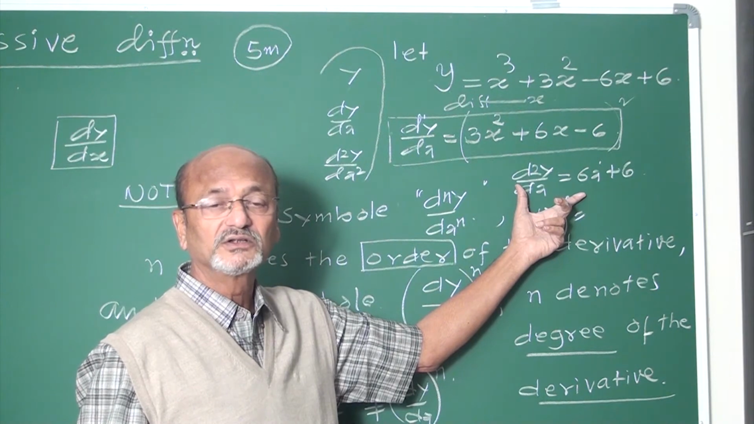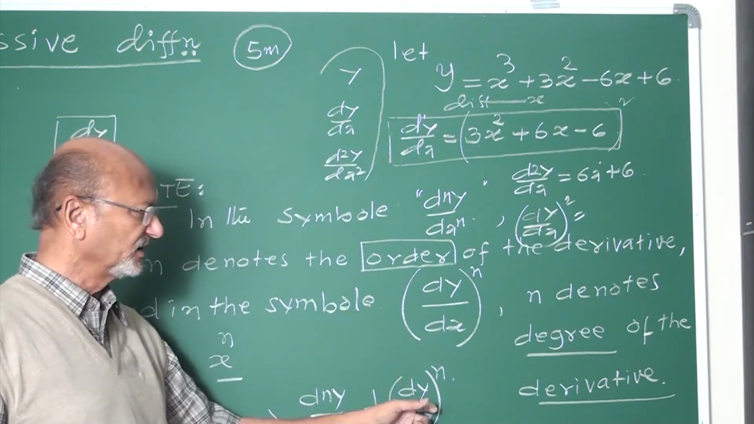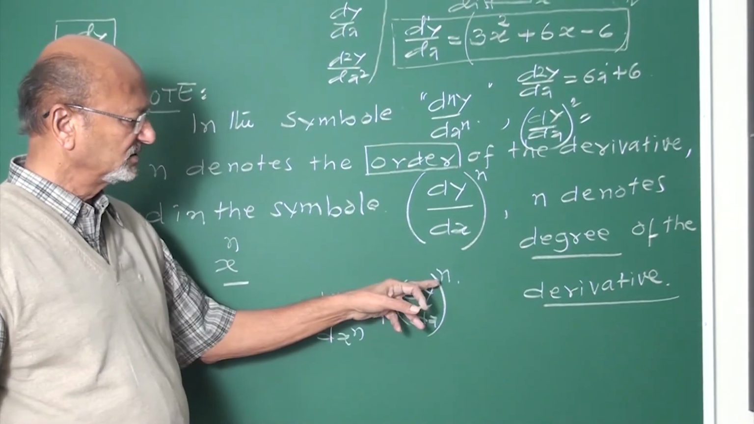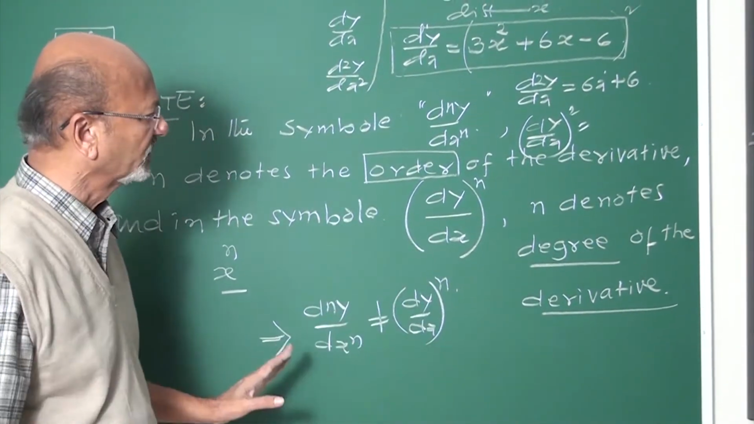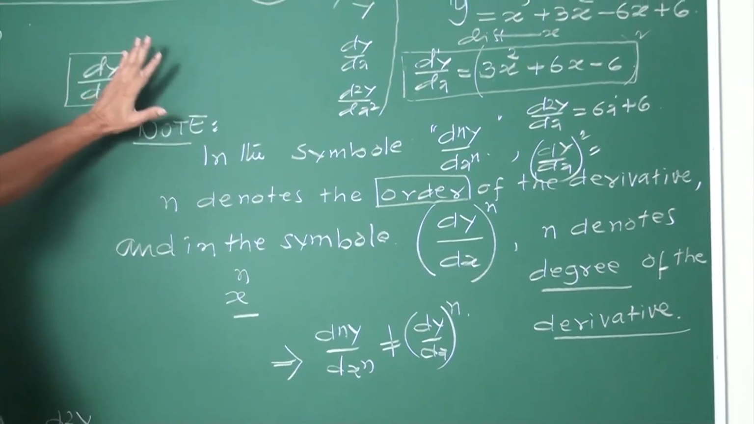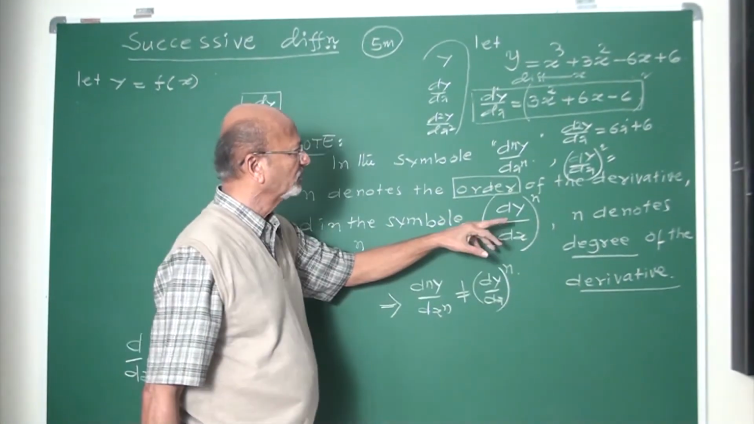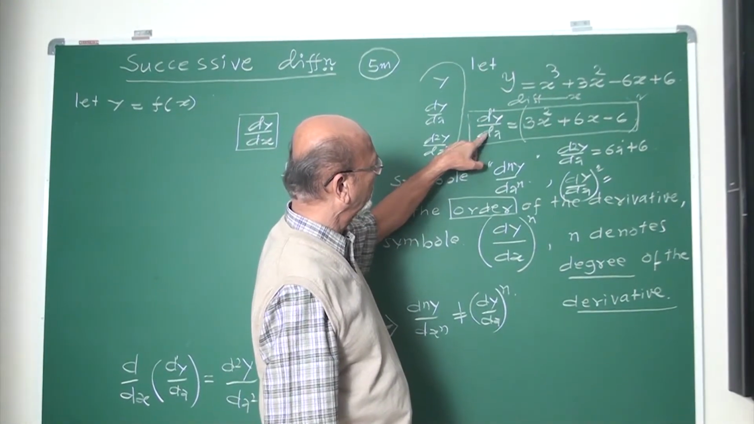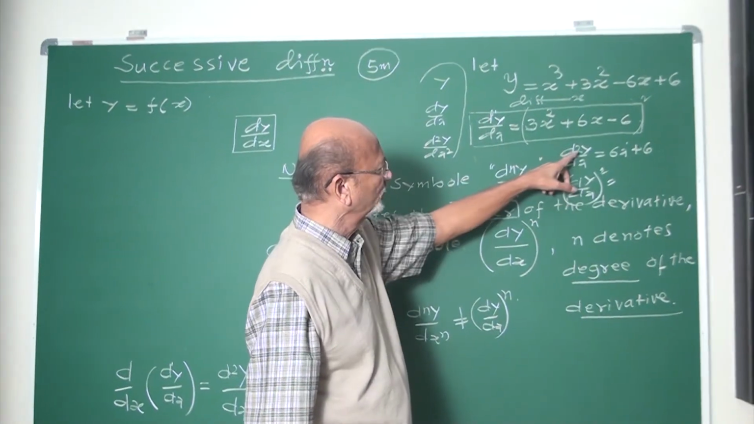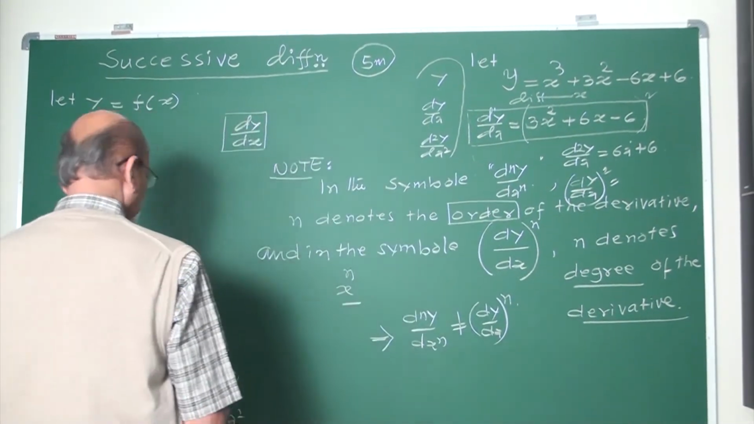They are not the same, not equal. Hence, these two, my friends, are totally different concepts. This is order, this is degree. I hope it is clear. So from this, I made it clear what successive differentiation is. Remember order and degree. If you differentiate dy by dx, then how to denote the second derivative? This is the method of finding successive derivatives.